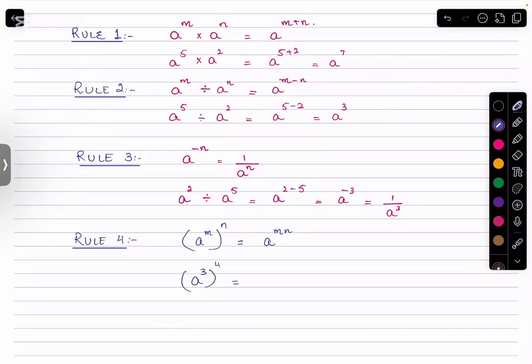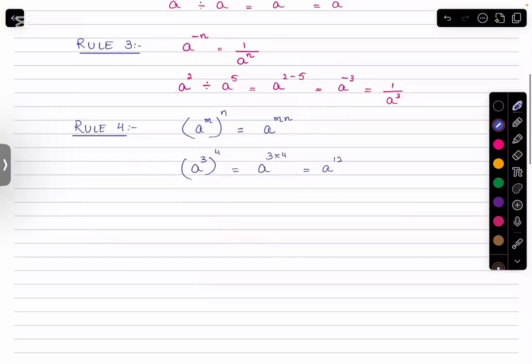Okay, so what is going to be the answer? A to the power 3 times 4, which gives you a to the power 12 here. So what is this rule called? This is called power to power. So when we have power to power, then the two powers get multiplied. ठीक है? Now it's rule 5.